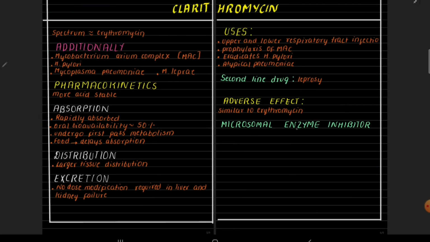Clarithromycin is also a microsomal enzyme inhibitor, which means that if another drug is given along with clarithromycin, it will slow down the metabolism of the other drug, which may lead to toxicity of the other drug in the body, and it will lead to the accumulation of the drug and it will be slowly excreted from the body.